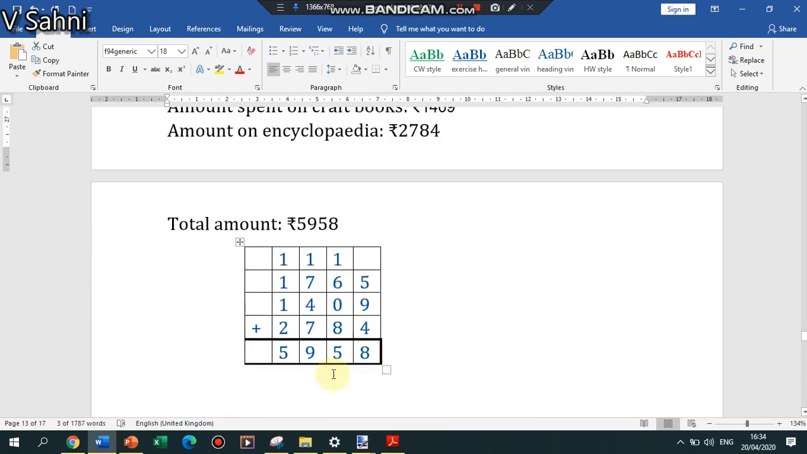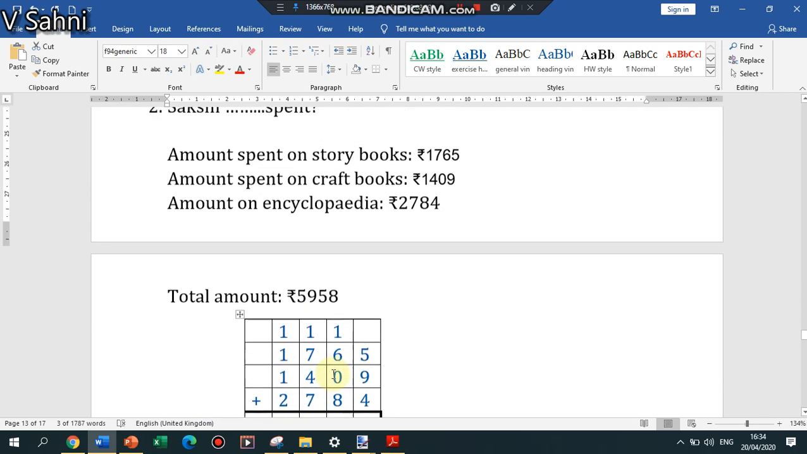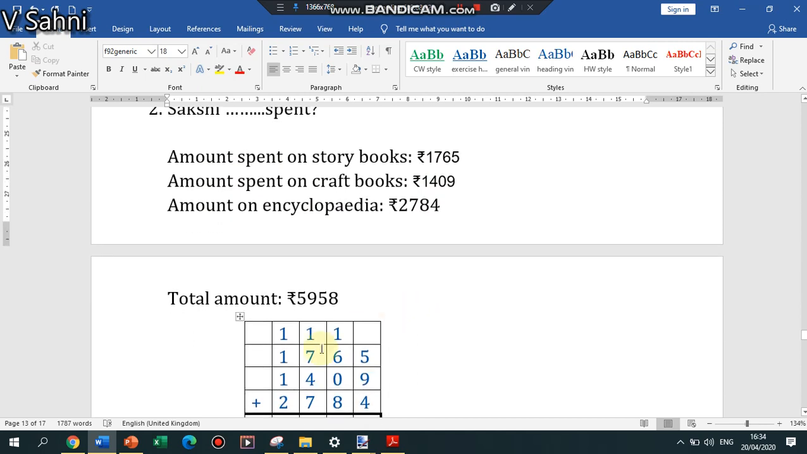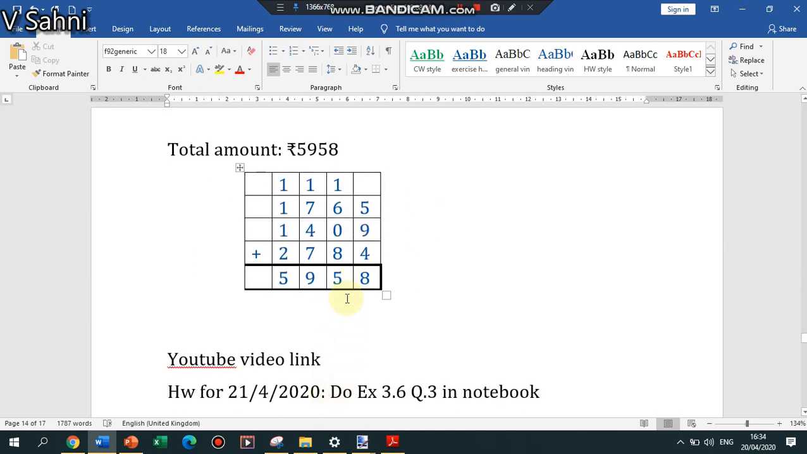Second question also I'll take you through. In the second question, they say that Sakshi is spending this much amount on storybooks, this much amount on craft, and this much amount on encyclopedia. So what is the total amount that she has spent? Total amount, you will do an addition of all these things.